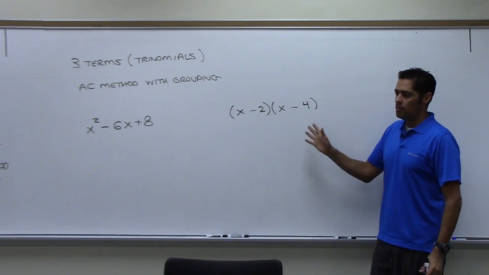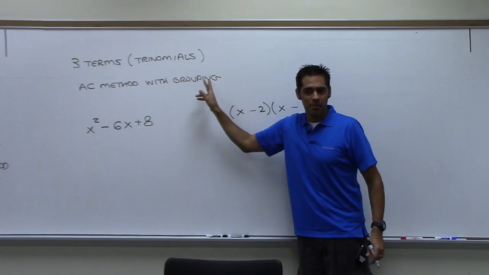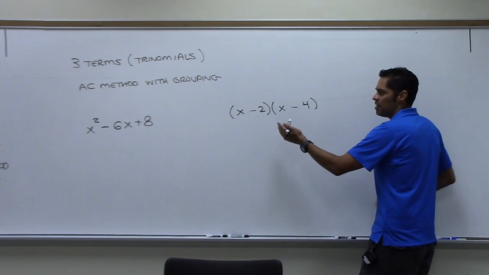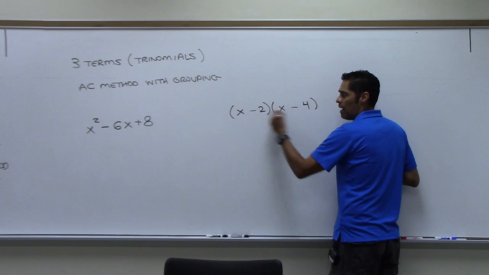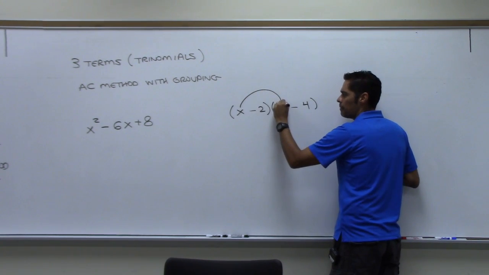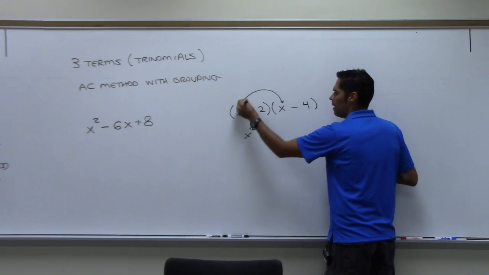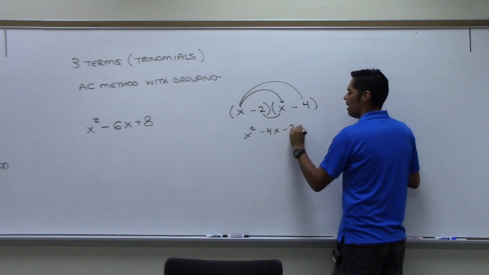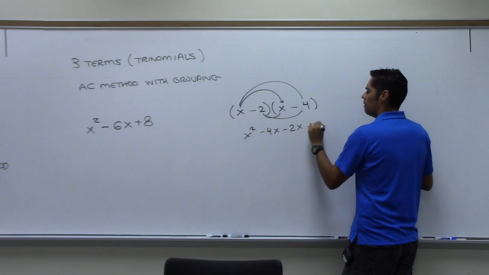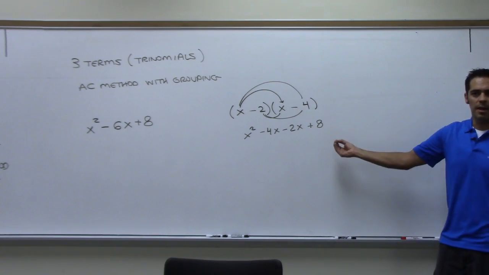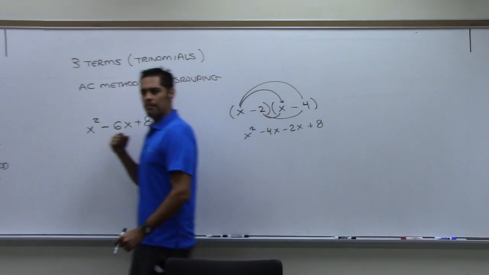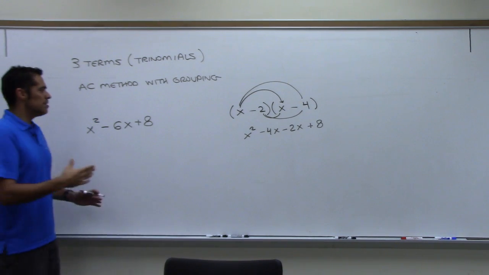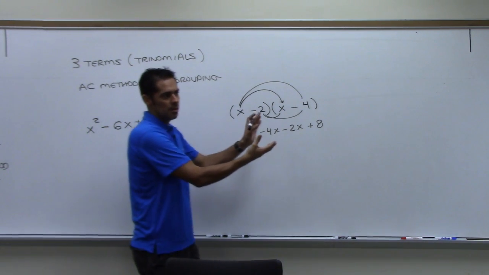That's not the AC method with grouping. I'm going to show you that. But let's just see what we have. If we were asked to multiply this out, you get what here? X squared. You get minus 4x. You get minus 2x. And then you get plus 8, right? And if you put that together, you would have this, right? So the question is, how do we go from this to this?